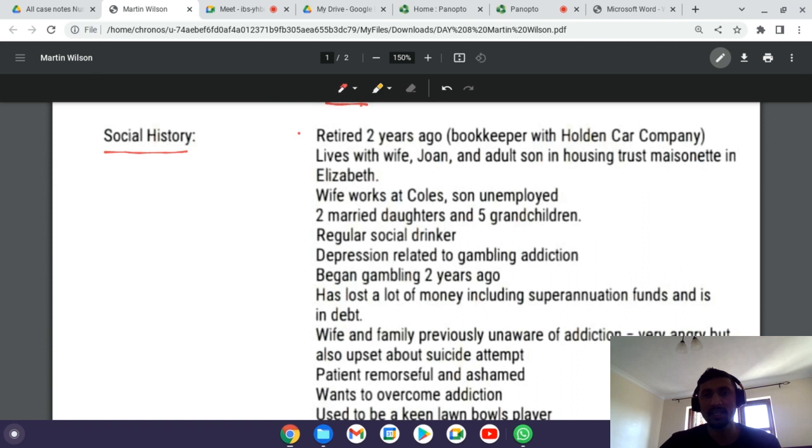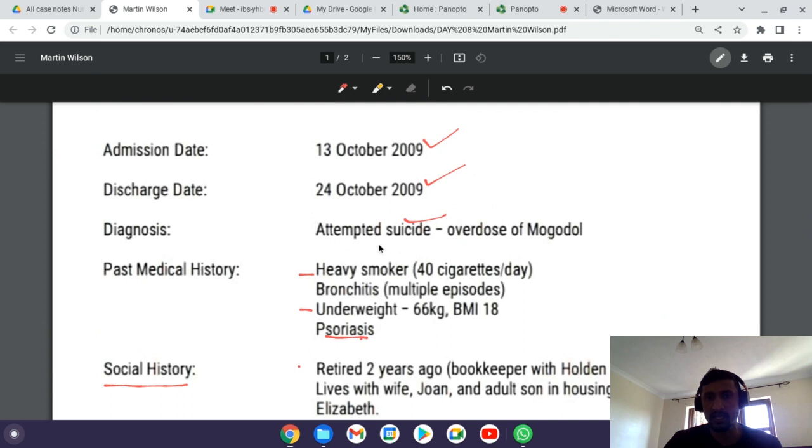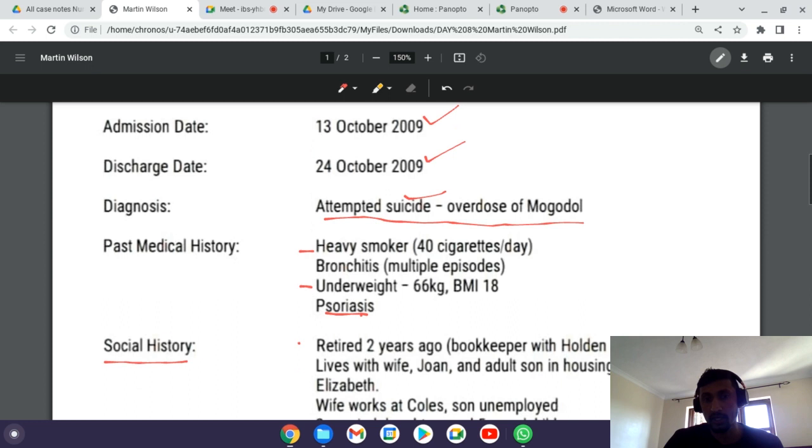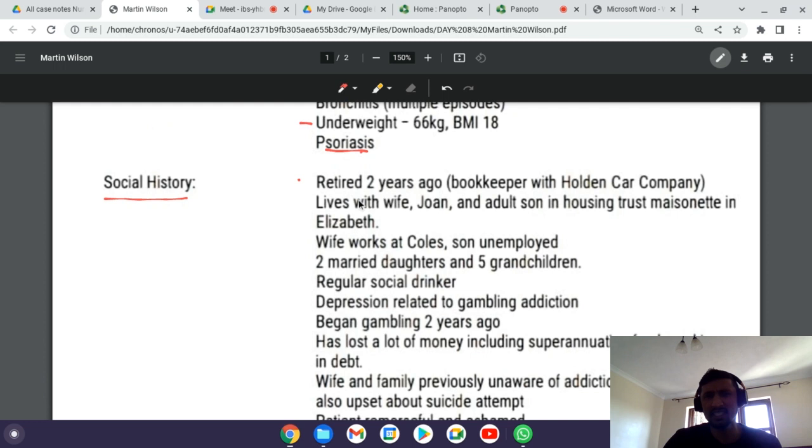Why it is relevant or irrelevant depends upon to whom we are writing and what the patient's condition is. We know the diagnosis of the patient is attempted suicide, so you should keep this in mind. We already read that: overdose of Mogadon. So that means something may be related to after retirement. We don't know yet. We just considered it as semi-relevant.